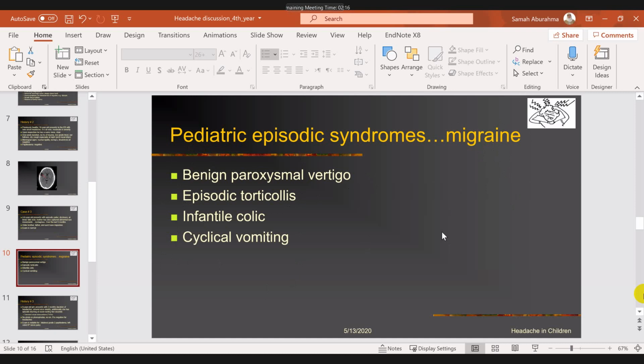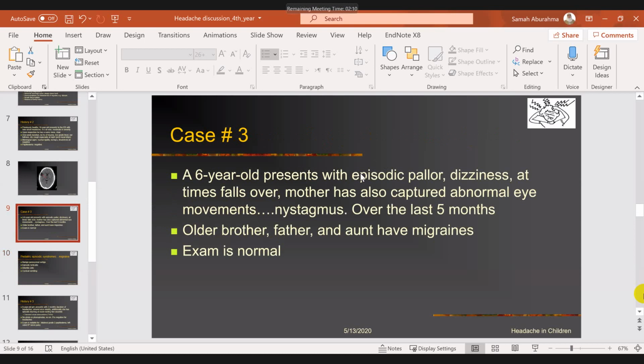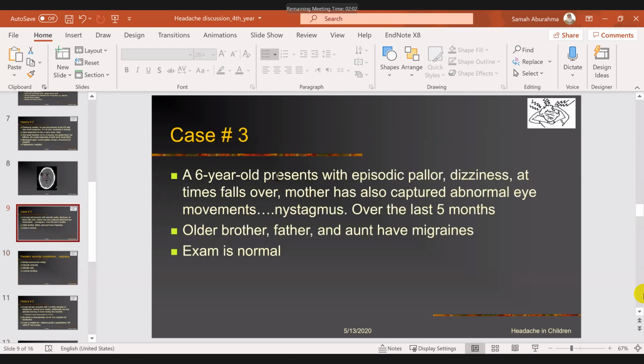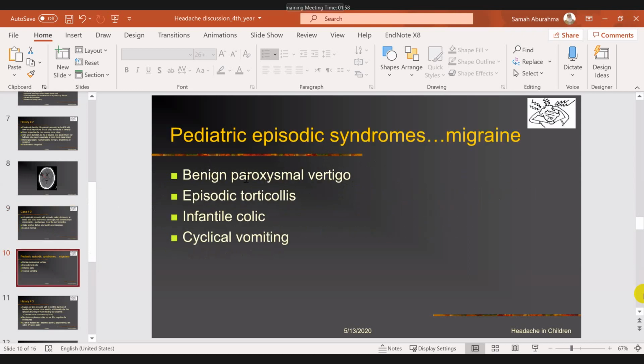So it's quite confusing, right? This child does not complain of headache, but he has episodic vertigo, okay? Now he is 6 years old. Episodic vertigo, usually as they grow older, these episodic syndromes progress and evolve into a typical migraine. Okay? So children, doctor, who have, yes.